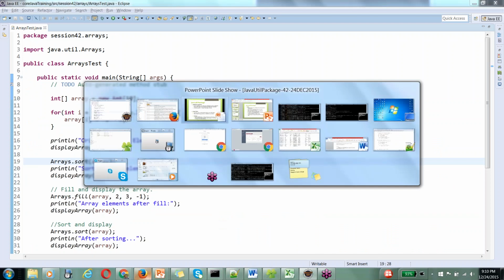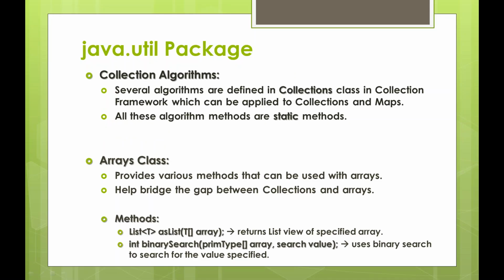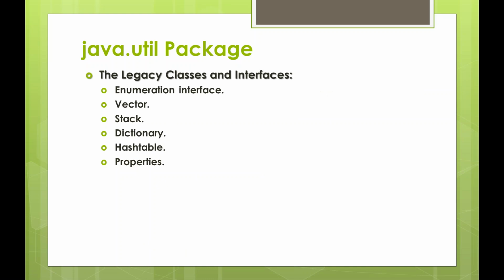One more last topic before we move to the next one: legacy classes and interfaces. Before the collection framework and generics were introduced, there were legacy classes and interfaces for iterating through your collection of objects.